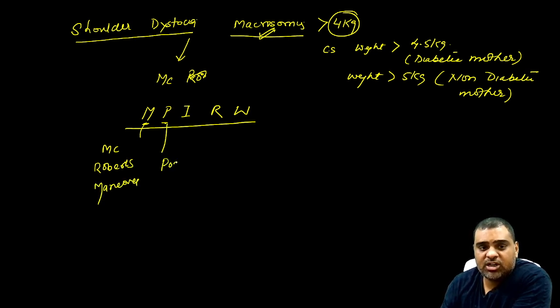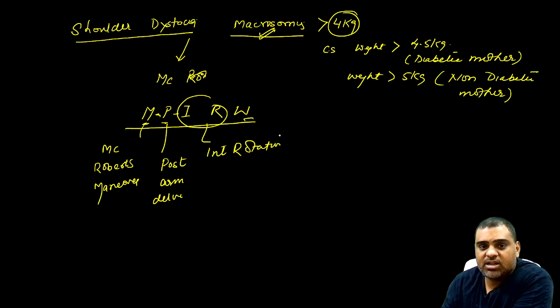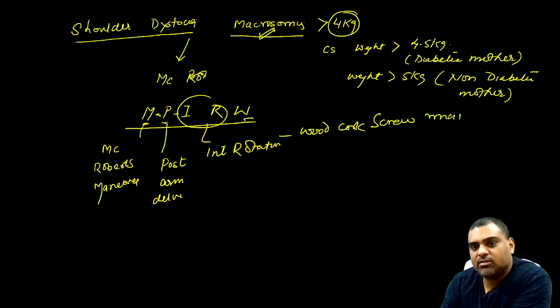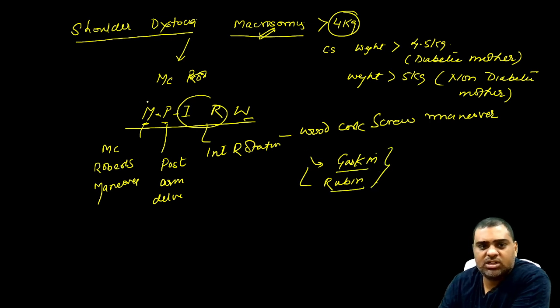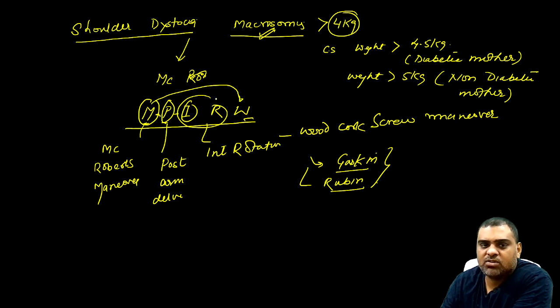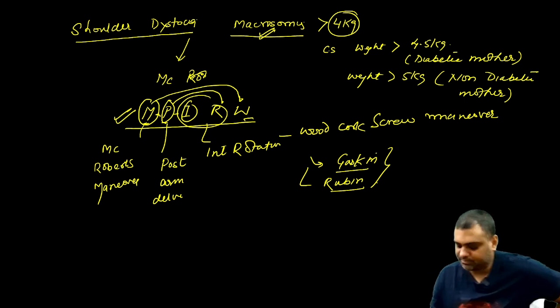Then is posterior arm delivery. If this doesn't work, then there are certain maneuvers involving internal rotation, like Woods corkscrew maneuver. And other maneuvers that you can use, though they are rarely used, are Gaskin maneuver and Rubin maneuver. So write MP in India, and W is like an inversion of M, R is like P. So remember this. Okay, so what is McRoberts maneuver?